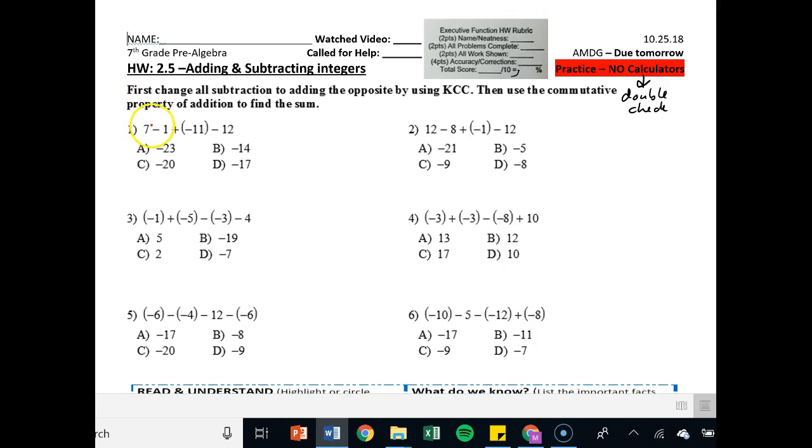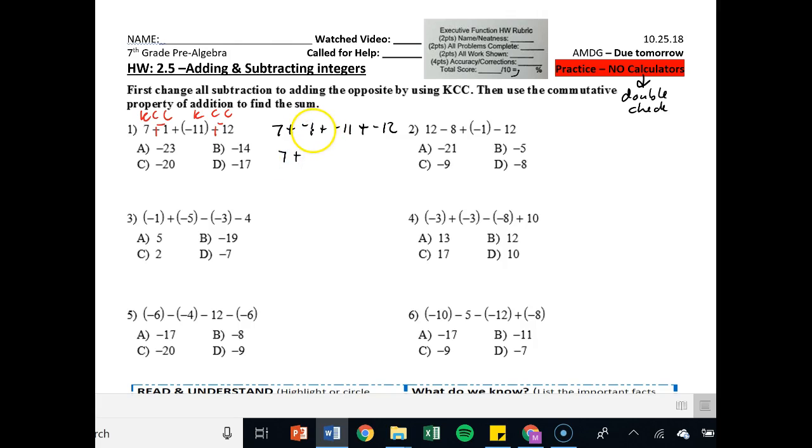So I see a minus sign, so initially I'm going to do KCC. Keep, change, change. This becomes 7 plus negative 1. And then I also see another minus sign, so I'm going to do KCC. Keep the negative 11 as it is, change the minus sign to a plus sign, and then my positive 12 to a negative 12. So I'm going to rewrite this problem off to the side. It's 7 plus negative 1 plus negative 11 plus negative 12, and there's really no need to use the commutative property of addition because all my negatives are kind of by each other, right?